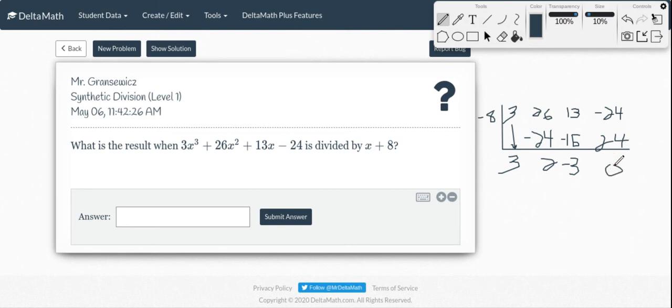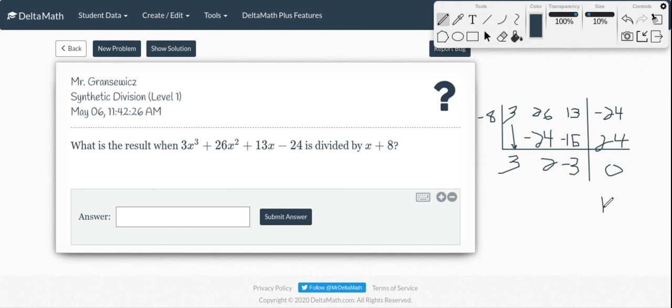Okay, there we go. There's our process. So again, you bring the first one down, multiply, write it, add, multiply, write it, add, multiply, write it, add until you're done. Okay, so that's the process. And then let's see how to write our answer here. Well, I like to draw a line to block this off. This last number is always going to be a remainder.